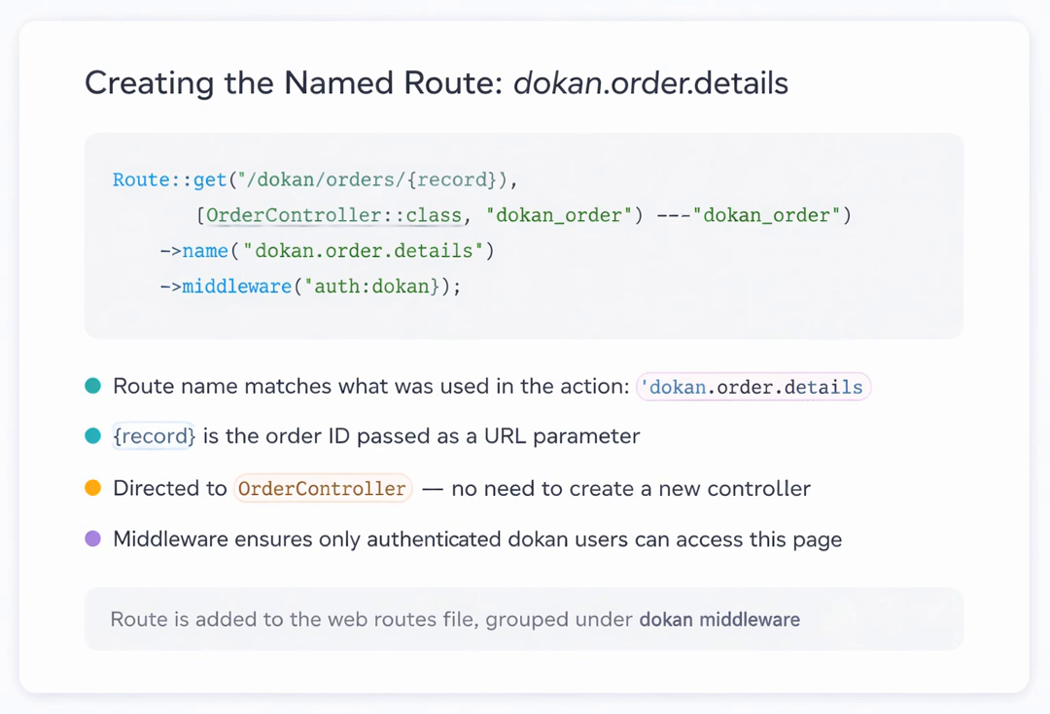To make the redirect work, a new route needs to be created. The route is named doken.order.details, exactly matching the name used in the action. It accepts the record as a URL parameter, which will be the order ID. Instead of creating a brand new controller, this route is pointed to the existing order controller, since there's already an order controller in place. The route is added to the web routes file and grouped under the Doken middleware, so only authenticated Doken users can access it.